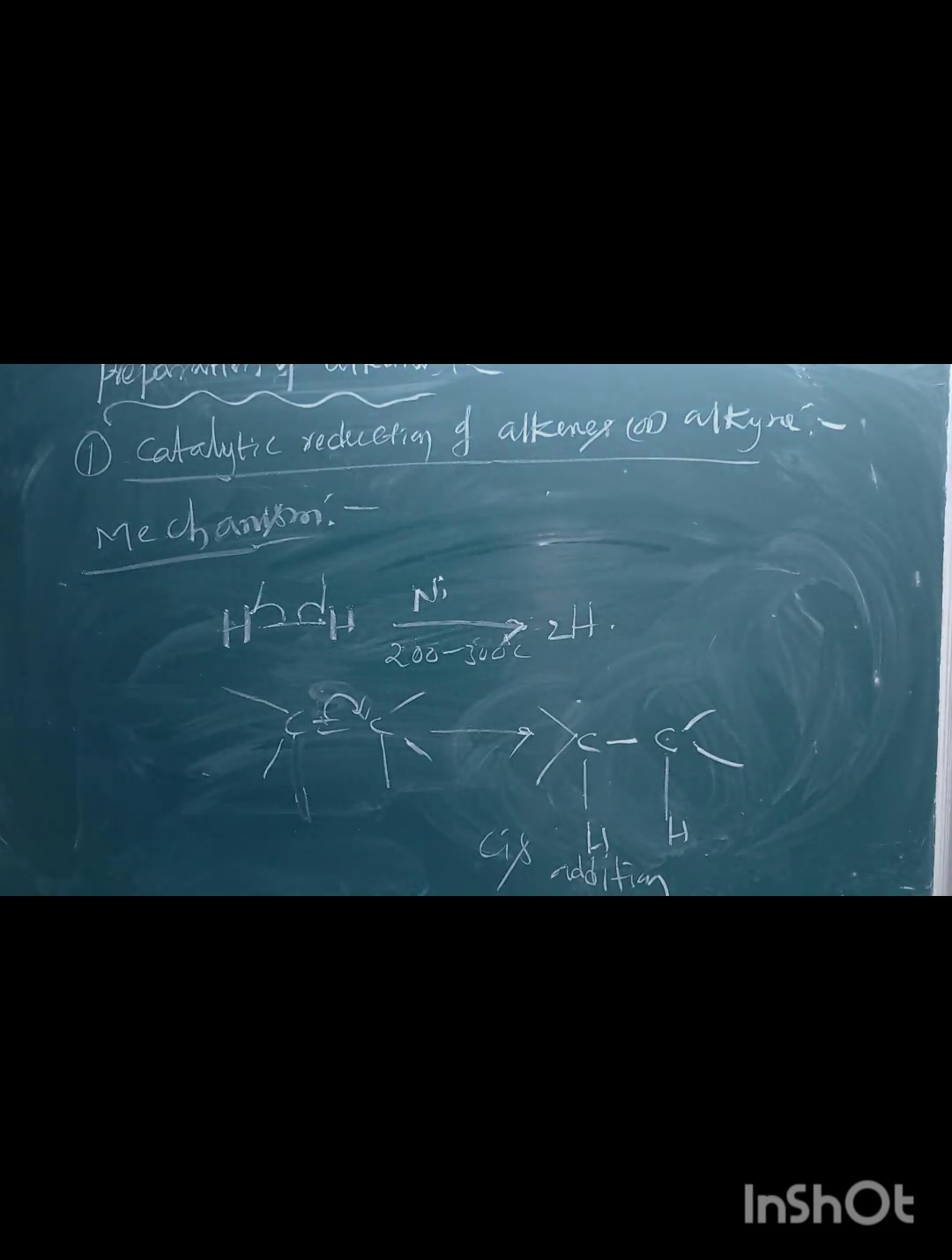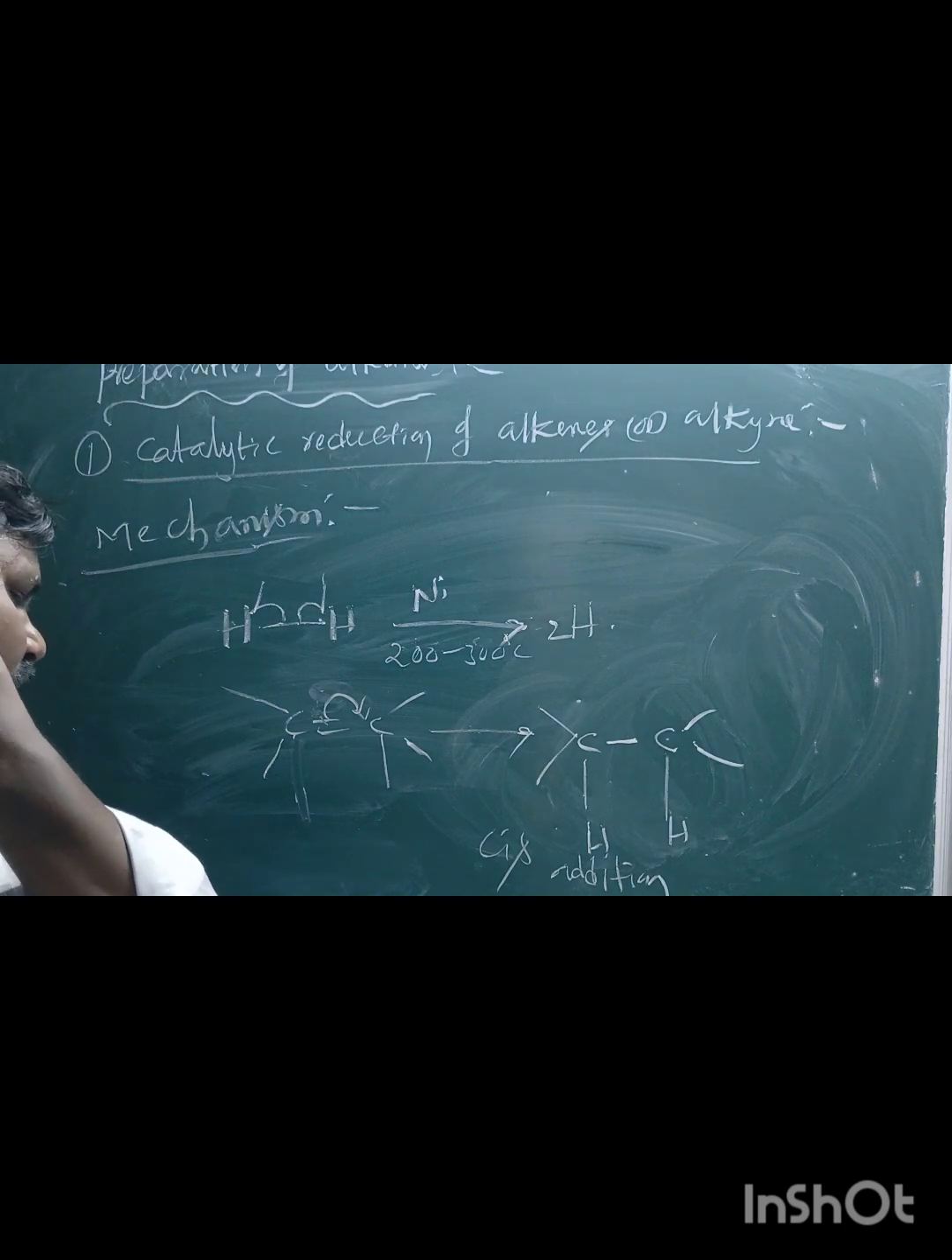Here hydrogen gas is absorbed on the surface of the metal where the reaction takes place, which results in cis addition of hydrogen in the product. It is an example of heterogeneous catalysis. But homogeneous catalysis may also occur, in which the catalyst is present in solution form. Simply, catalysis is classified into two types: homogeneous catalysis and heterogeneous catalysis.